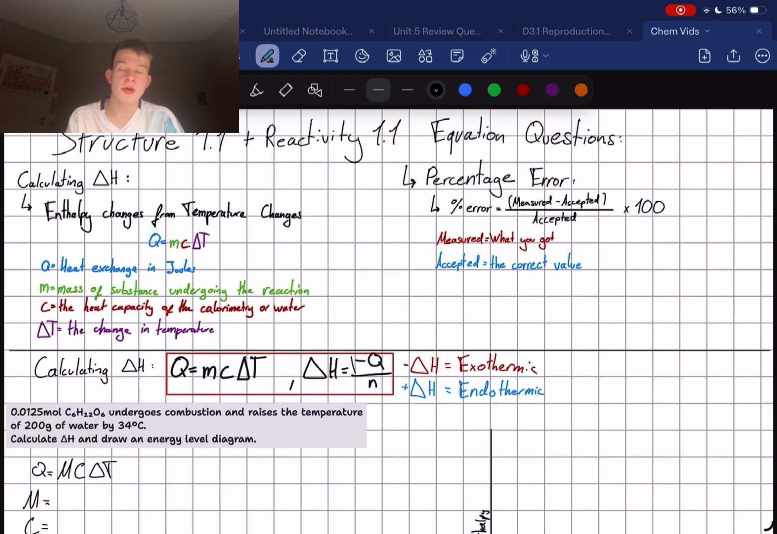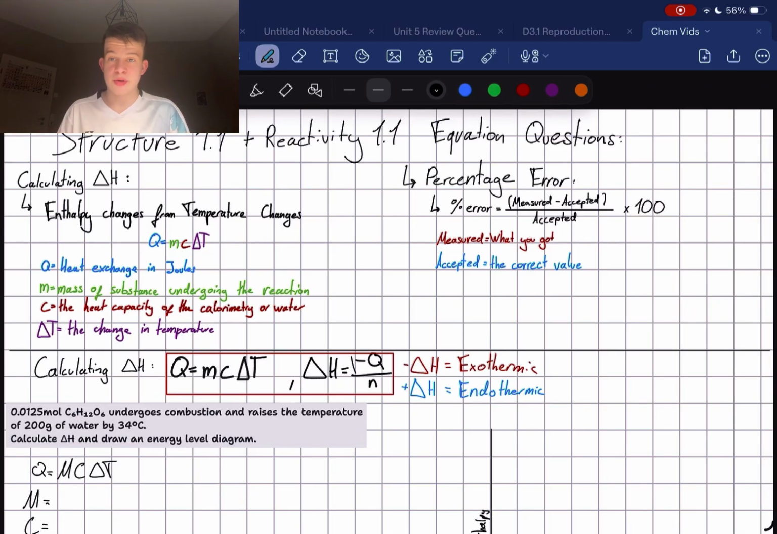Reactivity 1.1. We're going to do some equations to help us consolidate all the knowledge we gained from the previous video of how to calculate Q, delta H, and today we're also going to learn how to do percentage error.